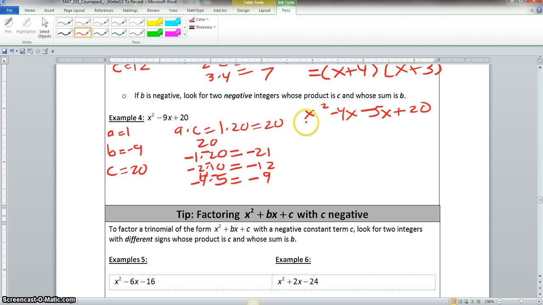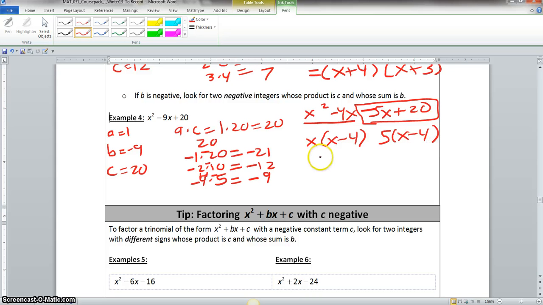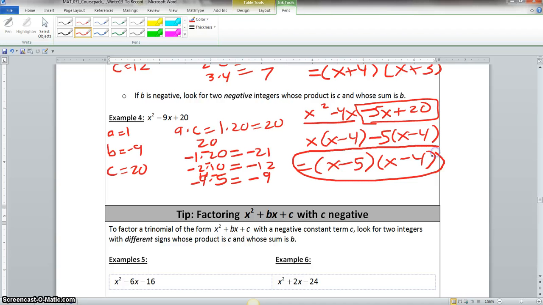Okay, now we group the first two. We can factor out an x, and we'll be left with x minus 4. We group the second two. Again, this first value in the second two is negative, so we have to factor out a negative. It has negative 5 in common, and we're left with x minus 4. So in one parenthesis, we'll have x minus 5. In the other parenthesis, we'll have x minus 4. And that is our final answer.